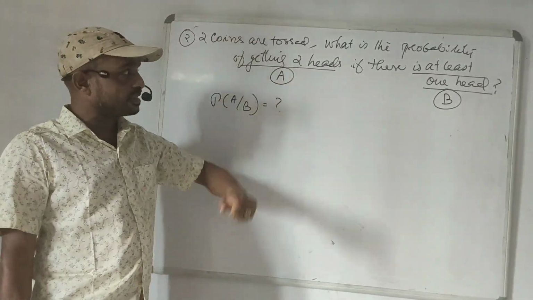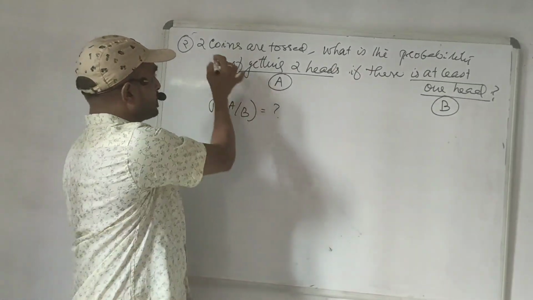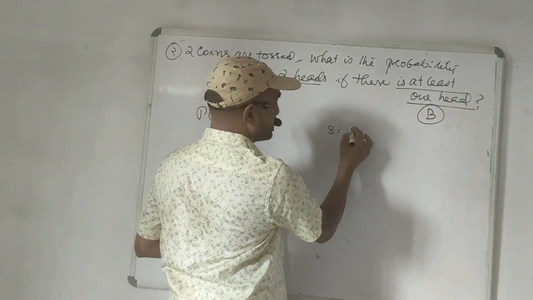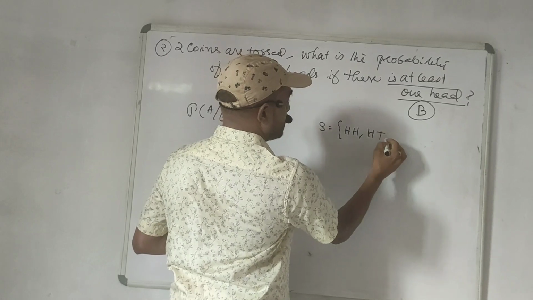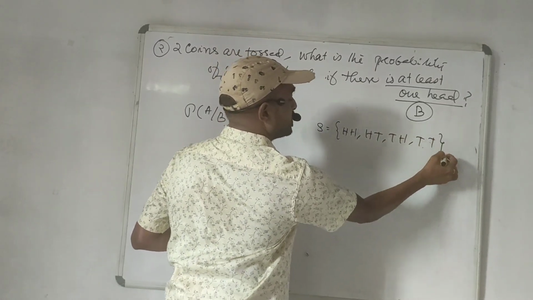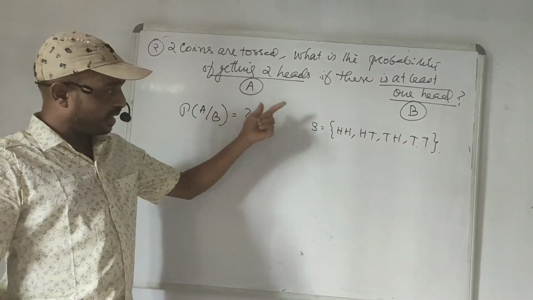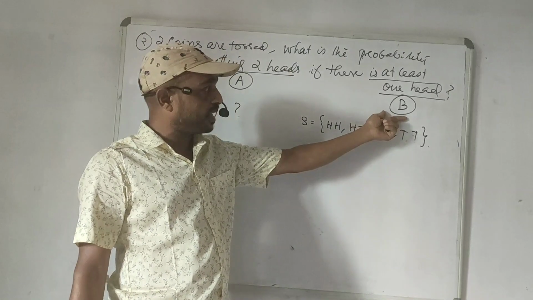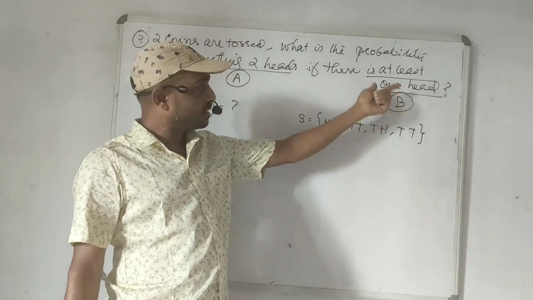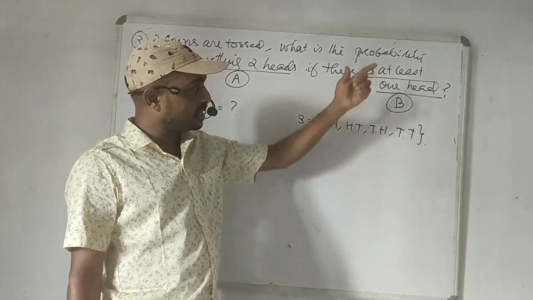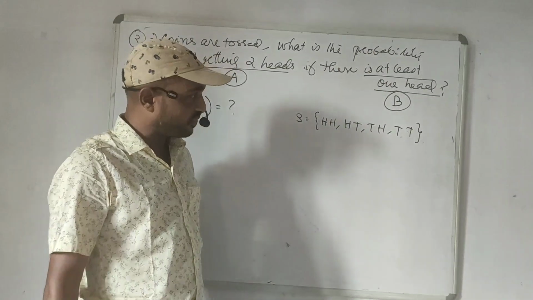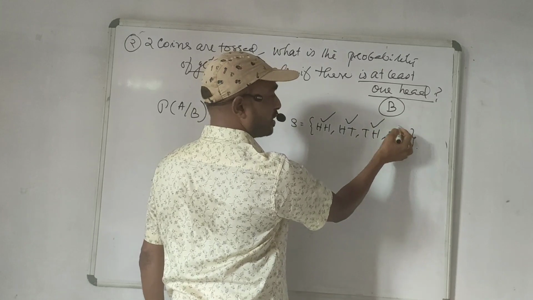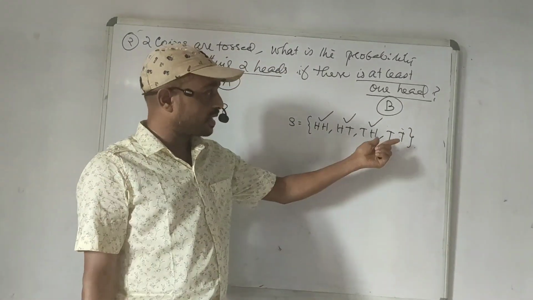For that, what is the sample space of this experiment? The random experiment is tossing two coins. So the sample space S is equal to HH, HT, TH, TT. In this sample space, the event B has already happened, which is the condition. There should be at least one head. What are the favorable cases? The favorable cases are HH, HT and TH. Here there is no head, so this case cannot be considered.